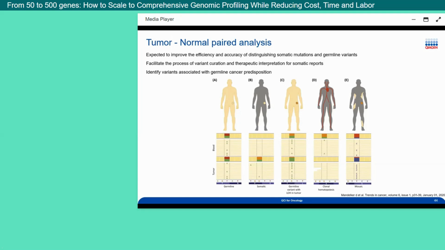Of course, several challenges exist regarding the implementation of paired tumor-normal analysis in patient care, including technical, practical, and most of all, cost-related considerations.